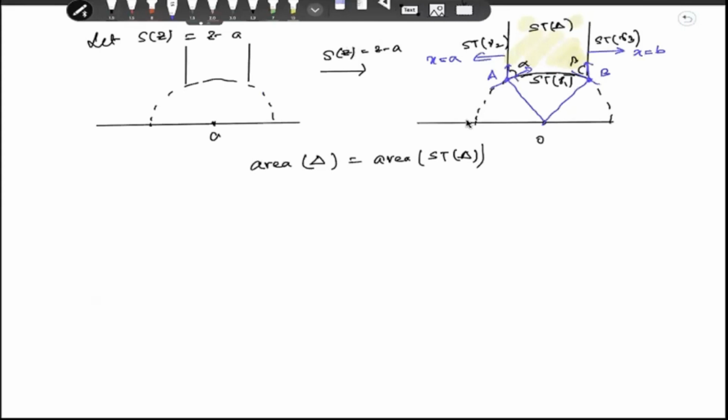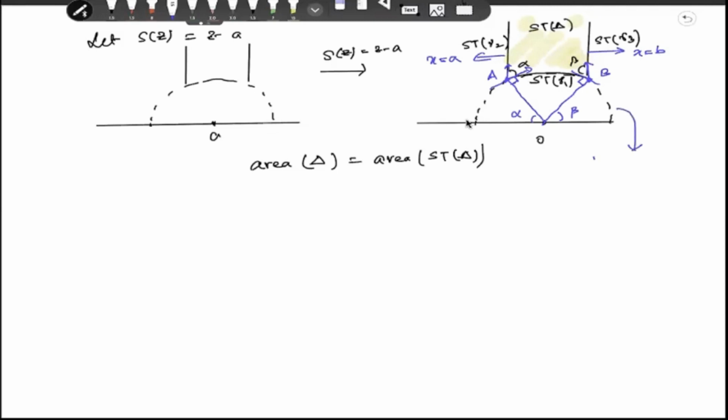Once again, this angle is 90 degrees because I have drawn a tangent and this is the radius. Therefore we can check that this angle will be your alpha and this angle is your beta. Now we can compute this integration.